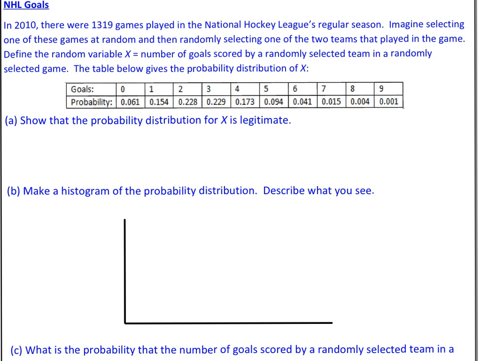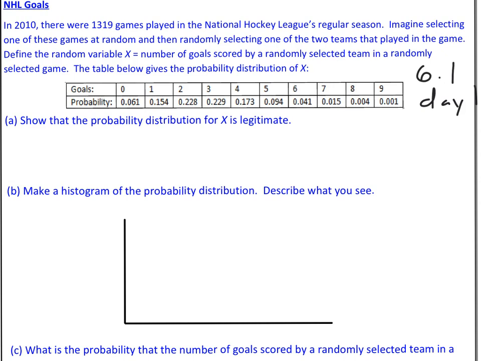6.1, on Chapter 6, we're doing more with probability. But in Section 1, we're going to look at probability distributions. And we'll get into describing them, calculating their mean, their standard deviation, that type of thing.